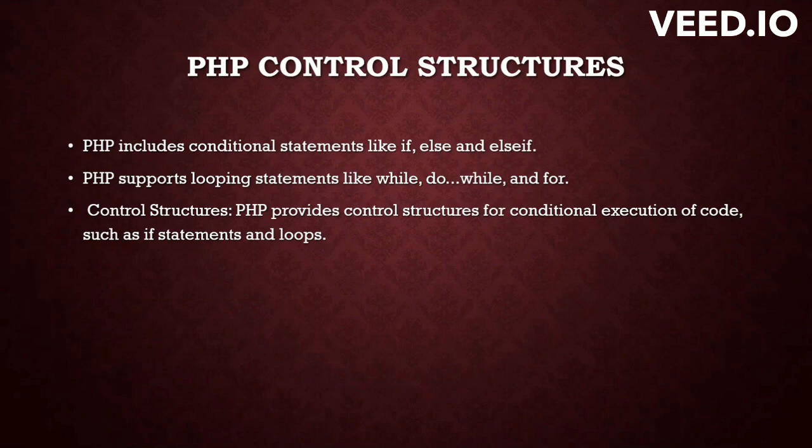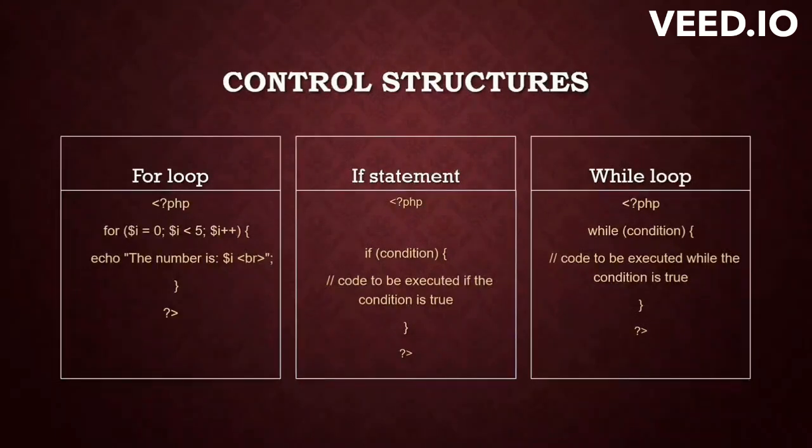Now PHP control structures. PHP control structures include conditional statements like if, else and else if. PHP also supports looping statements like while, do while and for loops, which are conditional statements that help in many programming languages. PHP provides control structures for conditional execution of code, such as if statements and loops. Let's see some examples of control structures by understanding the following topics: for loop, if statement and while loop.